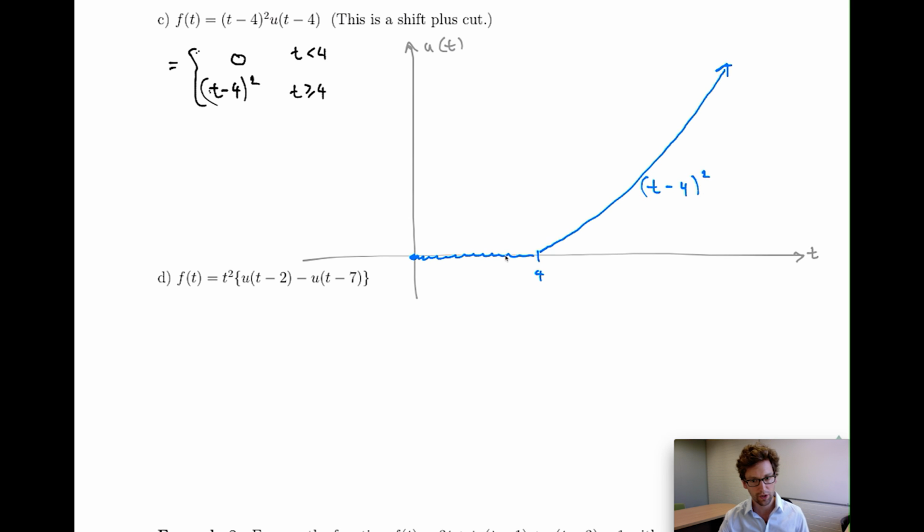I've got a cut in the sense that I've cut off all the values of this function before t is equal to 4, but it's been shifted so that it changes continuously. So it's 0 and then it grows from 0. So it's a shifted version of t squared. Last example, we've got t squared times u of t minus 2 minus u of t minus 7.